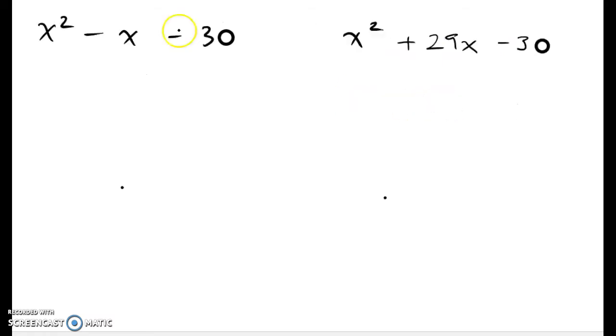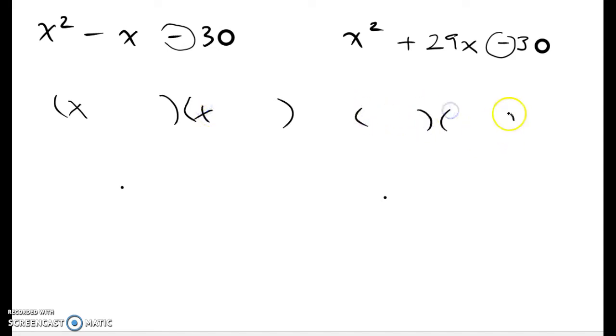Now this one, we look at this sign. What times what gives you a negative? A positive and a negative. So we're going to put the 2 sets of parentheses. We're going to break up our x's. Okay, we're going to have 1 positive and 1 negative for both. Now we have to say what times what gives you 30 whose difference is negative 1.